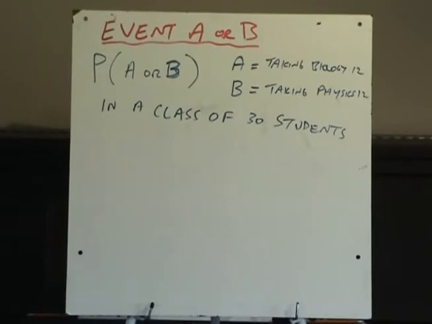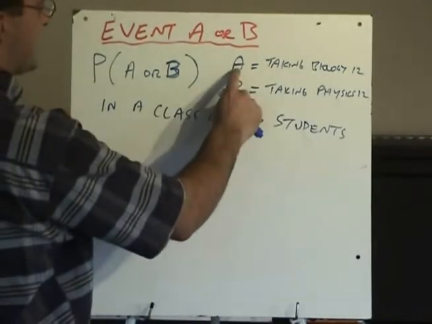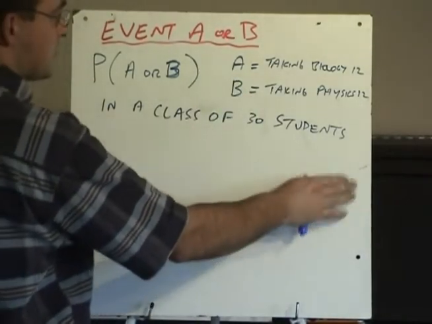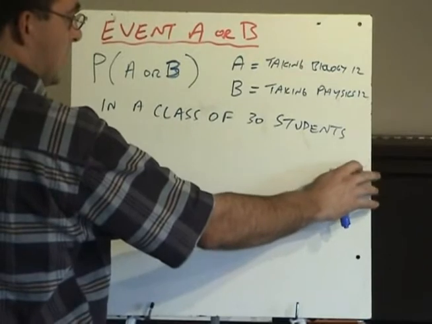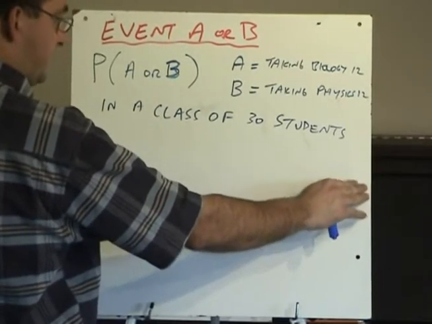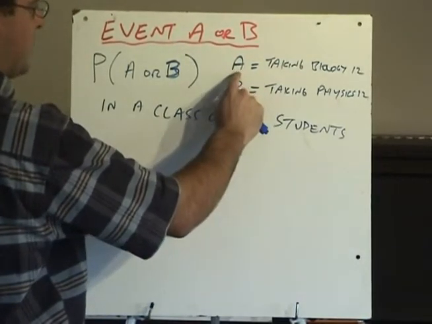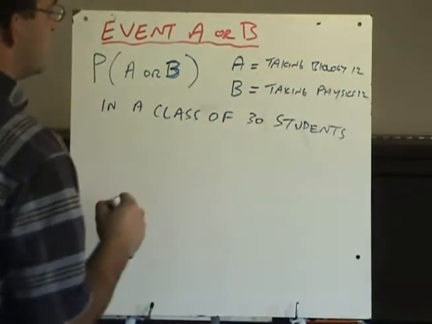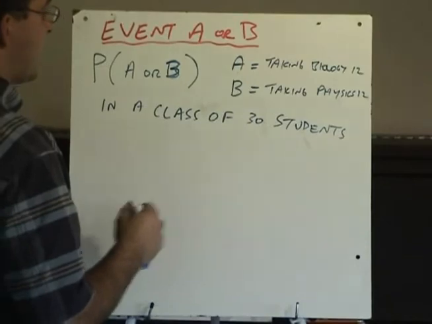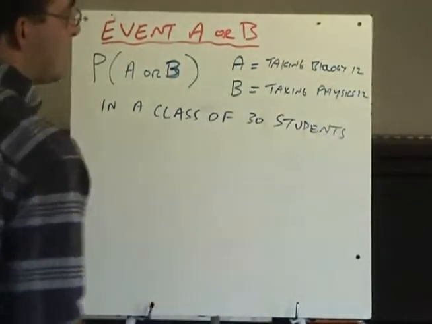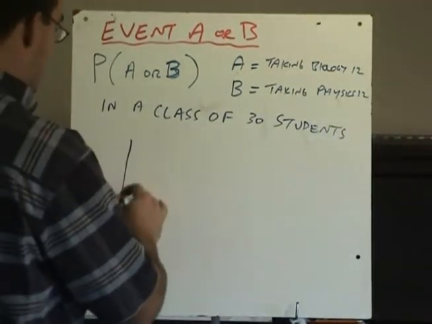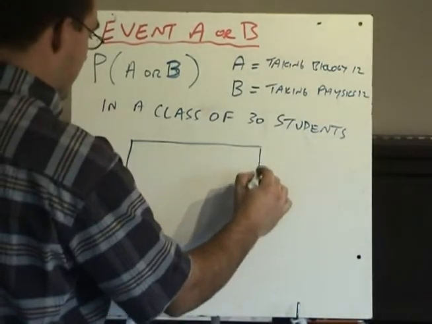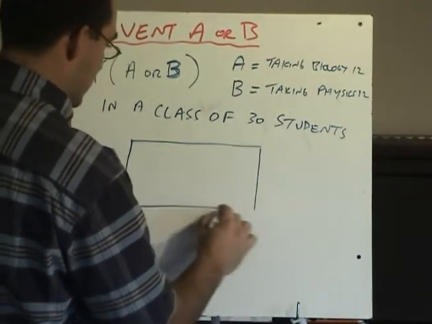So now let's consider this example. Again, what is the probability of event A or B occurring? And I'm going to say this time that in a class of 30 students, so pretend you're in your math class, what is the probability that a student in the class is taking biology 12, or what's the probability that they're taking physics 12? So imagine this is our classroom, 30 students.